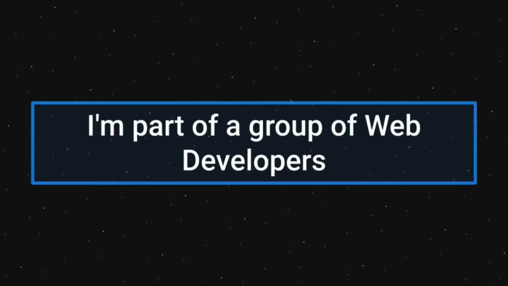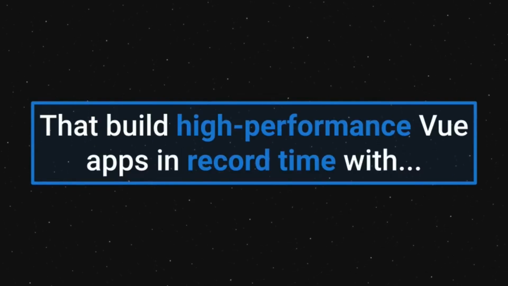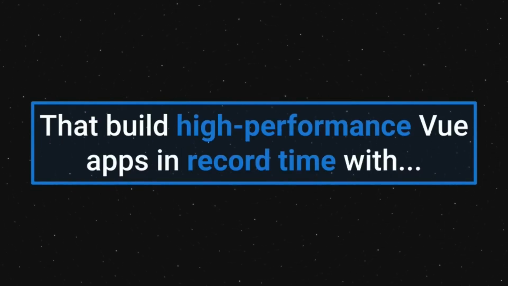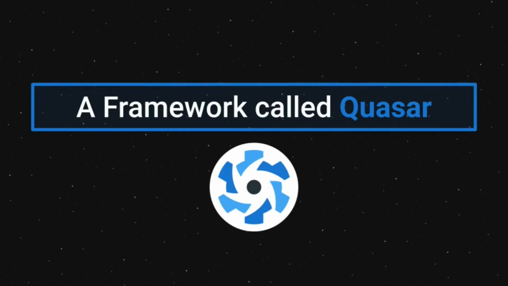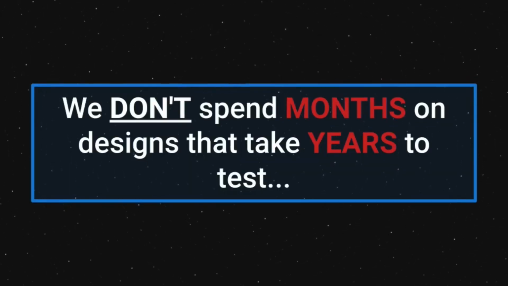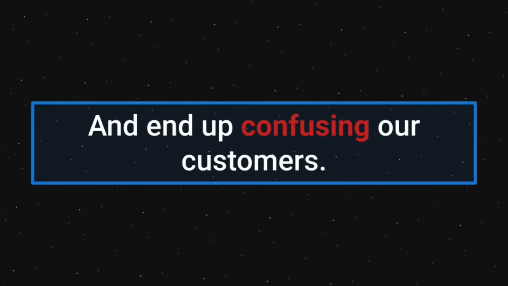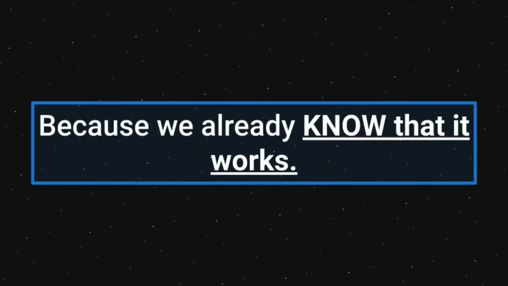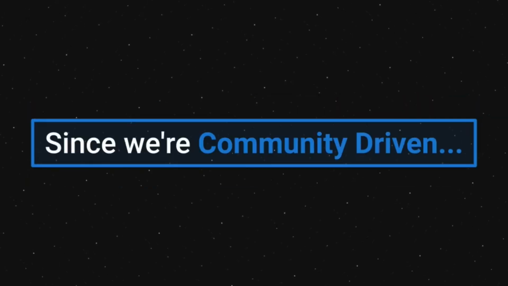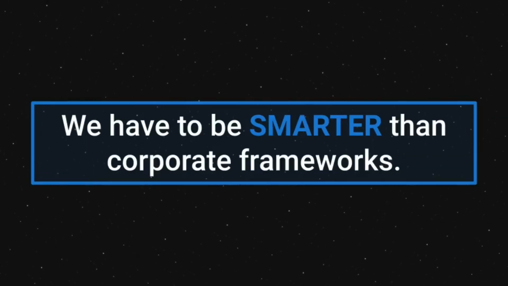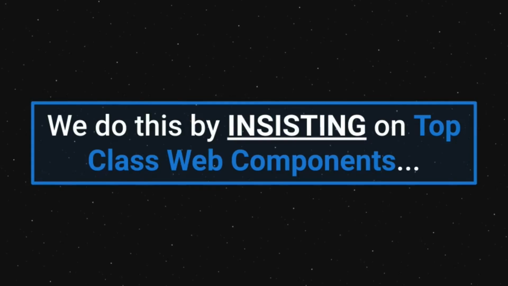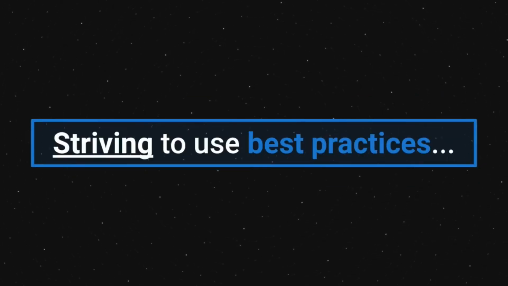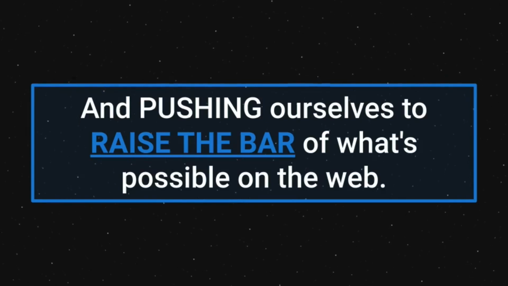I'm part of a group of web developers that build high-performance Vue apps in record time with a framework called Quasar. We don't spend months on designs that take years to test and end up confusing our customers. We use the material design spec because we already know that it works. Since we're community-driven, we have to be smarter than corporate frameworks. We do this by insisting on top-class web components, striving to use best practices, and pushing ourselves to raise the bar of what's possible on the web.